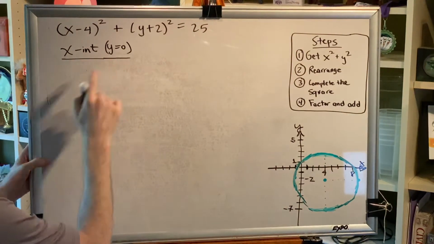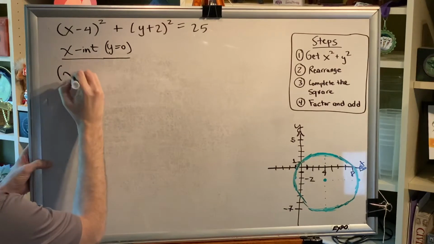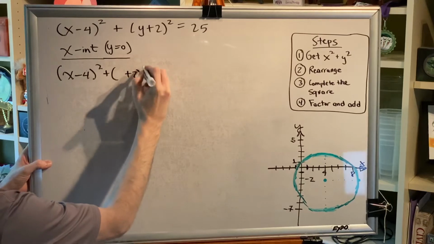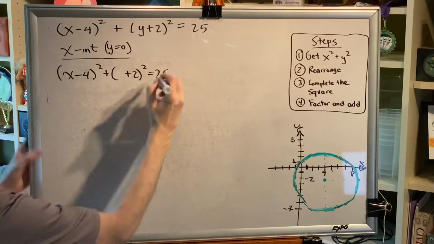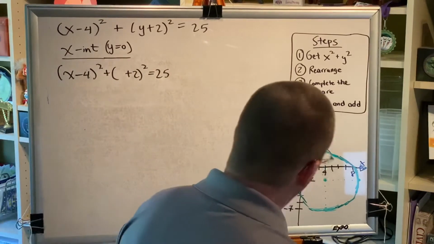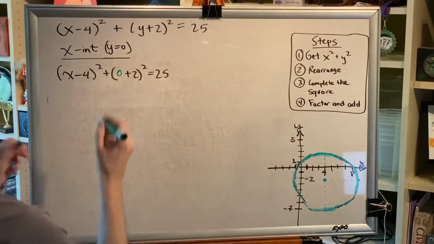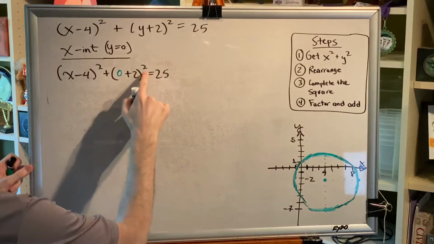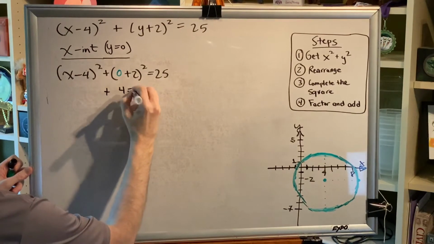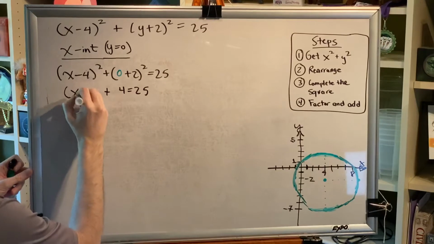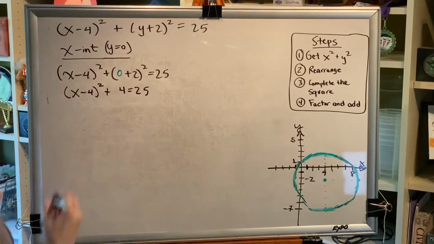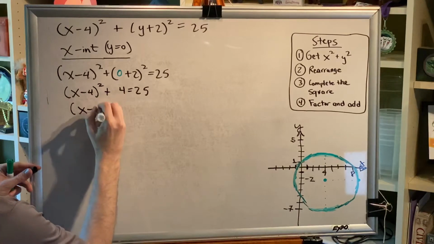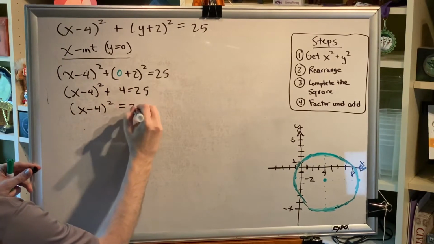Alright, let's find our x-intercepts by replacing y with 0. We'll have (x − 4)² + (0 + 2)² = 25. Alright, 0 plus 2 is 2, and when you square it you get 4. Subtracting 4 on both sides, we get (x − 4)² = 21.